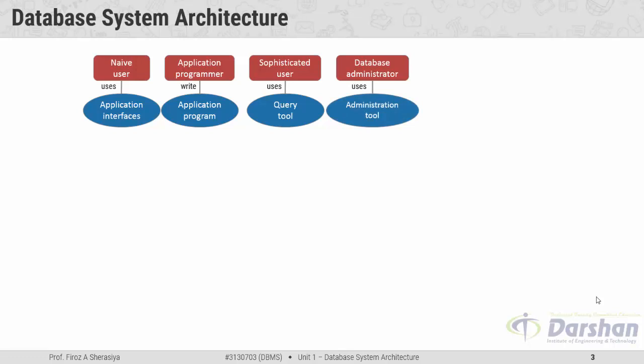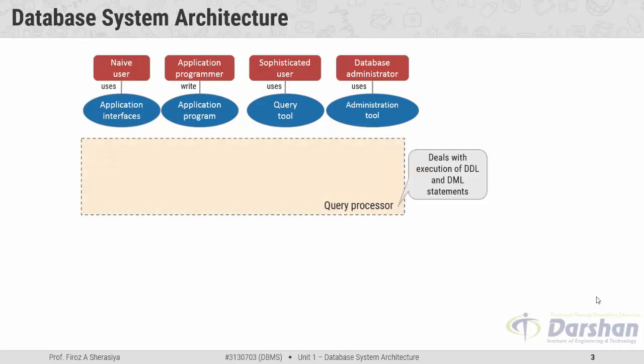So up to here we have already discussed in our previous video, that is different types of database user and who uses which type of tools. Now next move further, what are the different components of database system architecture? So first component is query processor. This query processor will deal with the execution of DDL and DML statement.